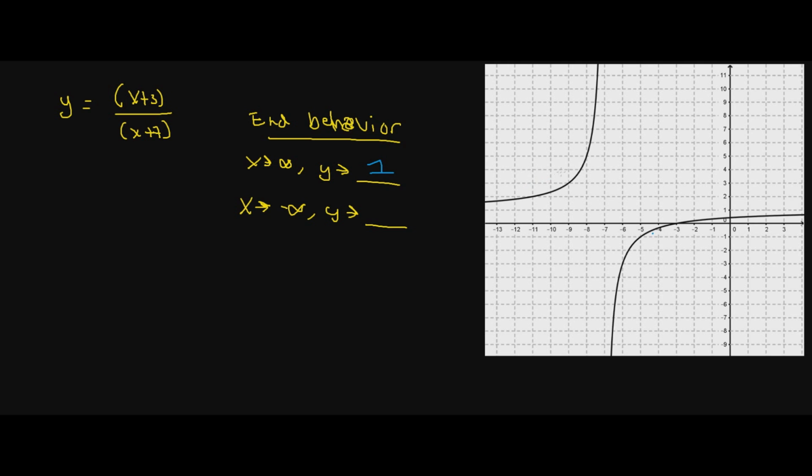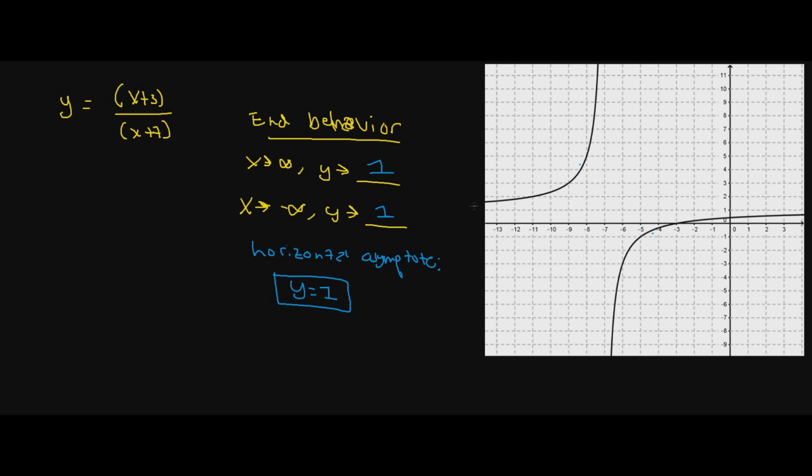Now let's look over here. As x approaches negative infinity, what's happening to my y values? It's going down, right? We'll keep going like that, and you can see that it's getting closer and closer to 1 as well. Our end behavior is letting us know that we have a horizontal asymptote at y equals 1.